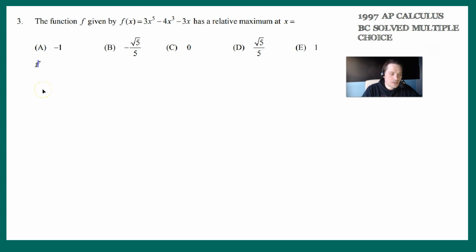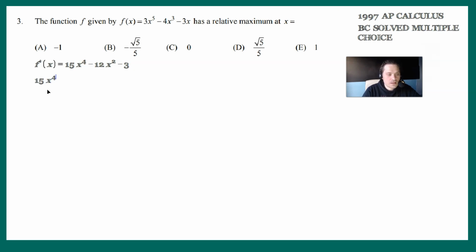So what we need to do, of course, is first just form f prime of x. Begin with that. So use the power rule on each term. 5 times 3 is 15, and then 5 minus 1 is 4. 3 times 4 is negative 12 there with the negative. 3 minus 1 is 2, so it's negative 12x squared, and then minus 3 as the last term.